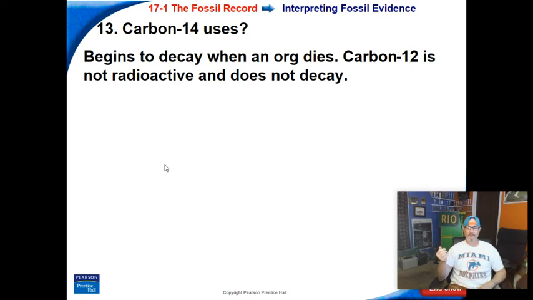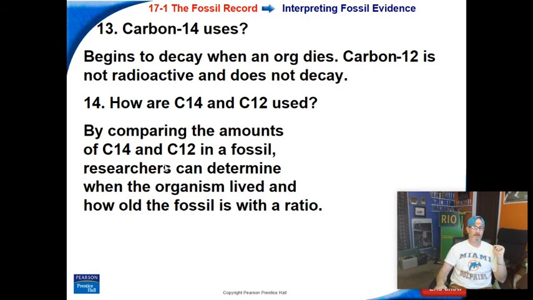So if we can figure out the relative ratio of carbon-14 to carbon-12, and we know the half-life of carbon-14, which we do, then we can predict with pretty good accuracy when that organism died based on the age of the rock or the age of the actual fossil. By comparing the amounts of carbon-14 and carbon-12 in a fossil, researchers can determine when the organism lived and how old the fossil is with a ratio.